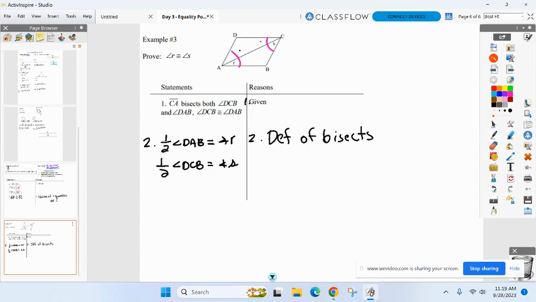So we have the congruent angles. I told you we're taking half of them. Now you can say those halves, which we called angle R and angle S, are now congruent to each other. And that is by not substitution, not addition, not subtraction. Halves of equal quantities are equal.